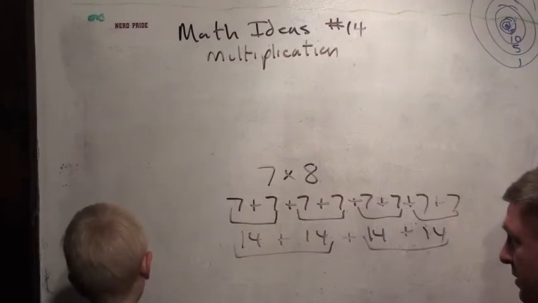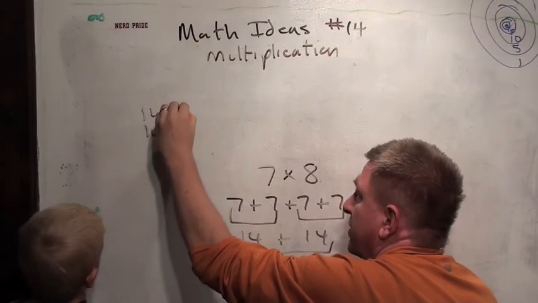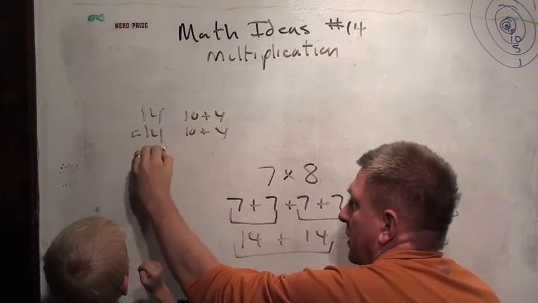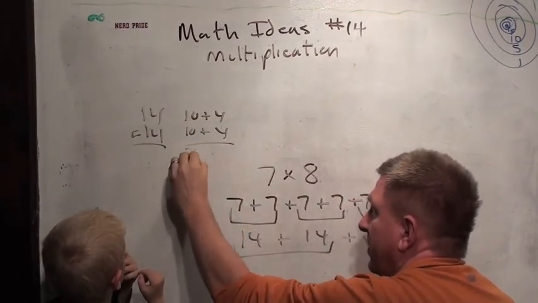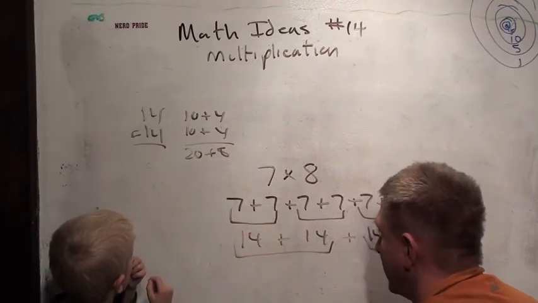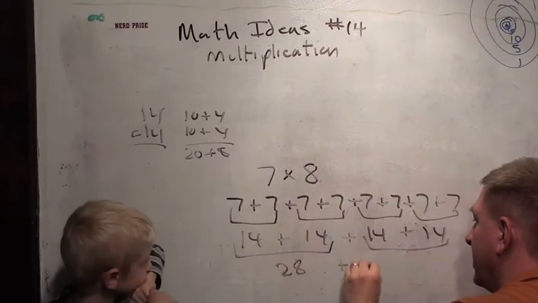You do it like 10 plus 4. Alright, 14 plus 14 is 10 plus 4 plus 10 plus 4. Okay, what's 10 plus 10? 20. What's 4 plus 4? 8. So what's 14 plus 14? 28. So now we just got to do 28 plus 28.